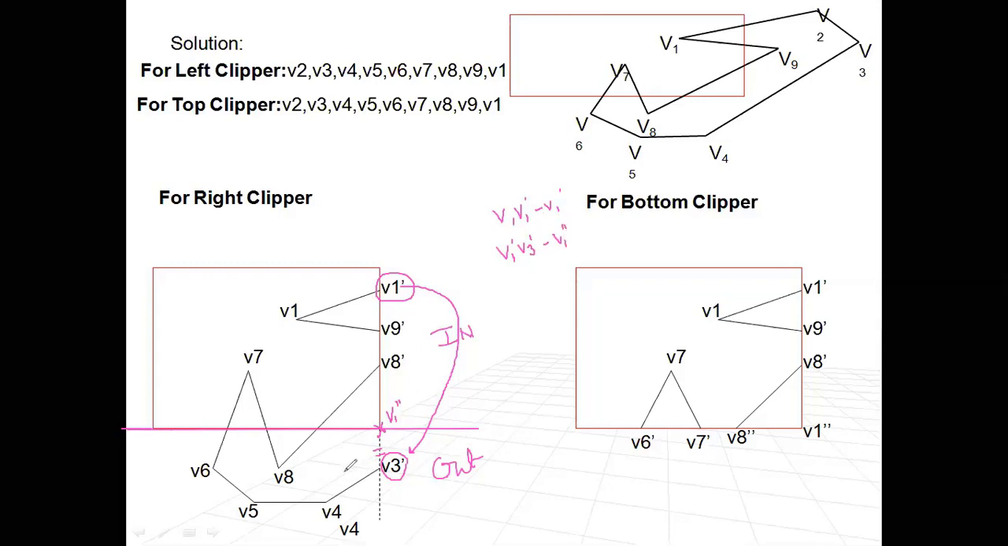Okay, now this is V3 dash to V4. V4 will be saved. Oh, sorry, none, because both are lying outside, the whole region is out. So V3 dash to V4 we completely erase. Then we will move from V4 to V5, completely out, erased.